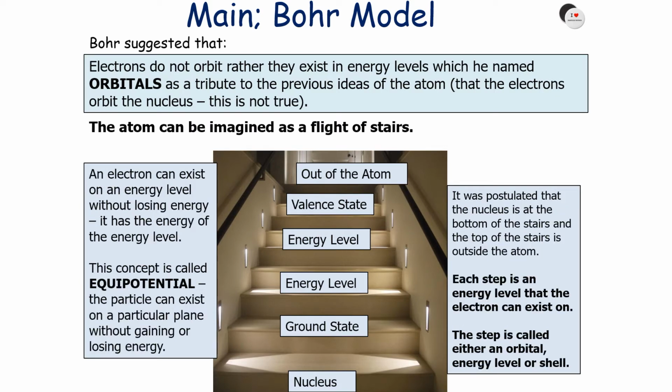Now, an electron can exist on an energy level without losing energy. It will just have the energy of that energy level. This concept is called equipotential, that a particle can exist on a particular plane without gaining or losing energy. But it's important to note that electrons cannot ever exist in between the energy levels.